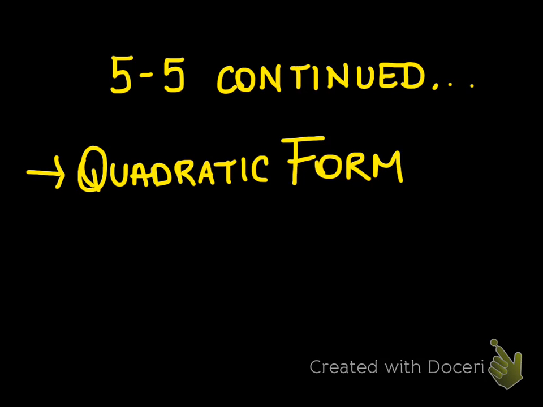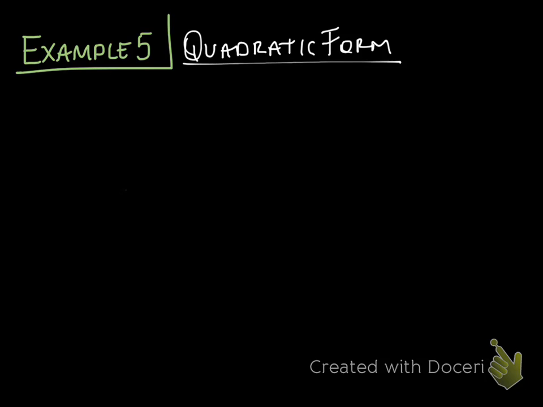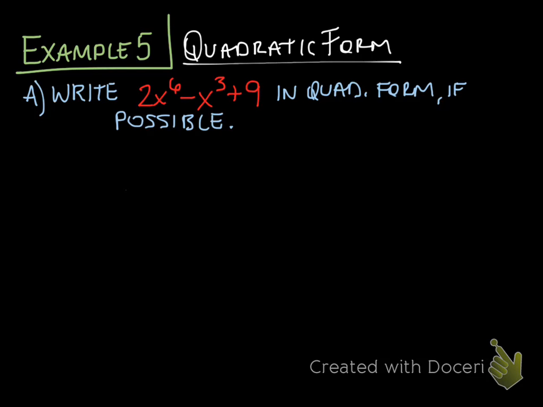Okay, so wrapping up section 5-5, we're still solving polynomial equations. This time we're going to integrate quadratic form. So we'll go right into an example. This will be example 5. We're going to write 2x to the 6th minus x to the 3rd plus 9 in quadratic form if it's possible.